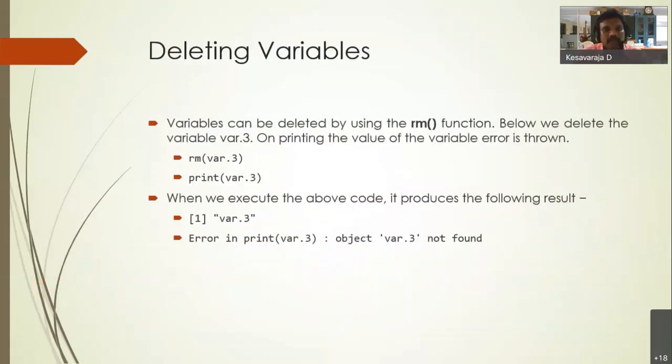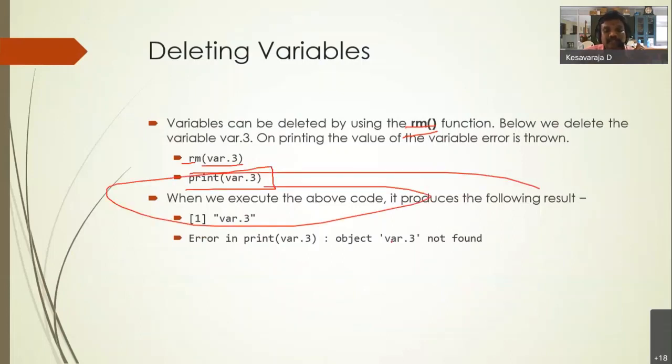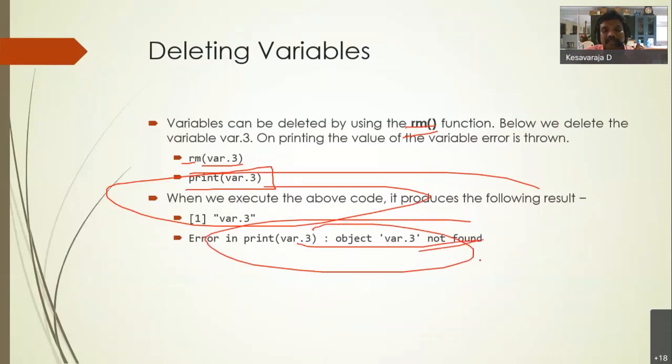Now, here there is an excellent option. If a variable is not needed, for properly optimizing memory, you can delete it. There is an option named rm. rm is a method, short for remove. It removes that variable from memory. So, rm of variable dot 3. After that, if you print the variable, it displays the error message: the object was not found.